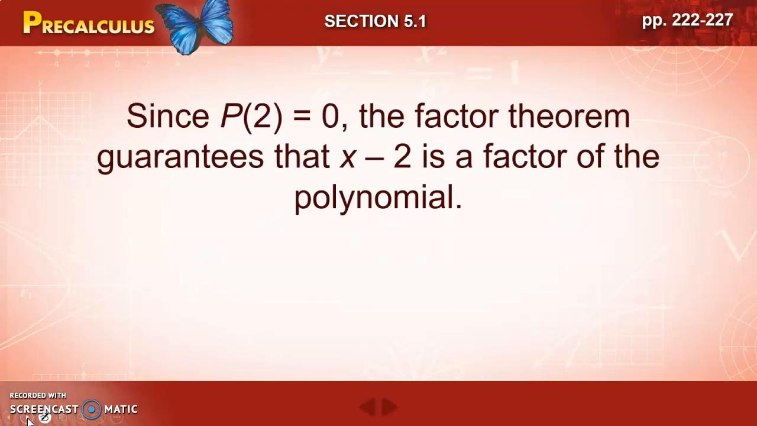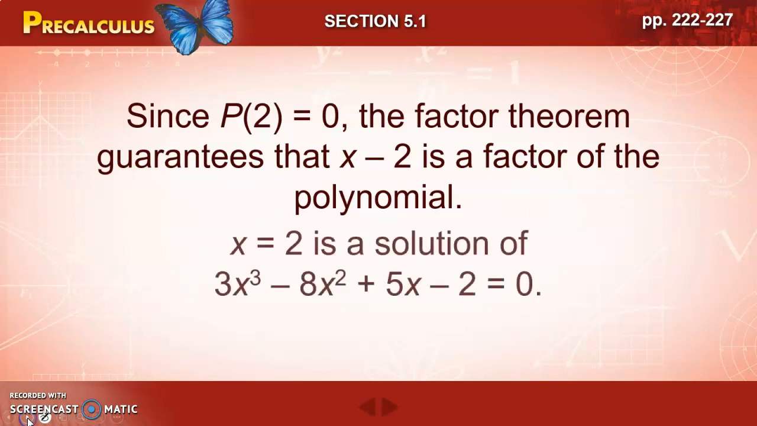Since p of 2 equals 0, the factor theorem guarantees that x minus 2 is a factor of the polynomial. If we had evaluated that polynomial by plugging in 2, we would have found the answer to be 0, 0 equals 0. So the factor theorem guarantees that x minus 2 is a factor of the polynomial since 2 is a 0. So x equals 2 is a solution of 3x cubed minus 8x squared plus 5x minus 2.